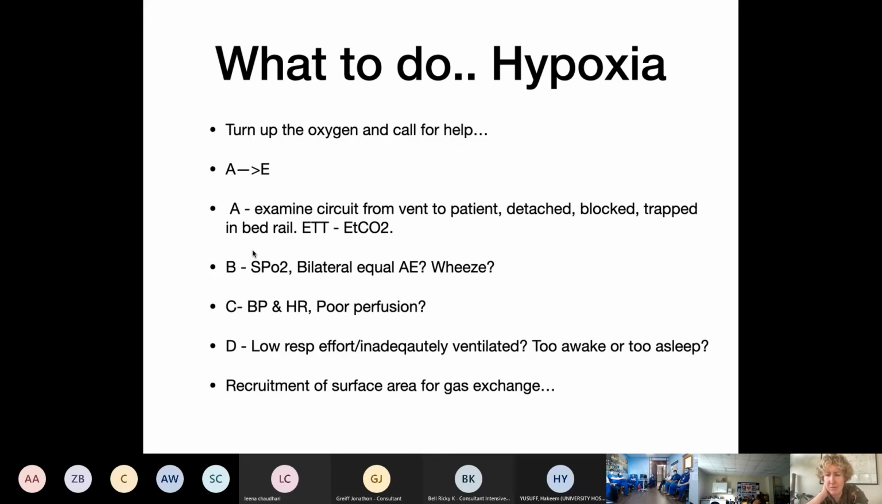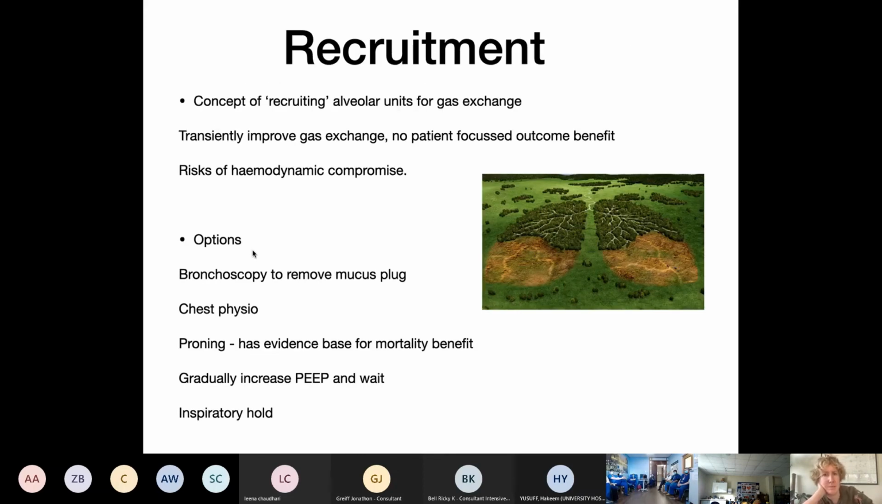And I'm just going to briefly touch on recruitment, which isn't perhaps the nice picture of this rainforest lungs is a bit misleading, but it's the concept of recruiting alveolar units for gas exchange, and the idea being that you will improve gas exchange, but that might be transient, and it's not necessarily a patient-focused outcome benefit for this, and you might just make things worse. So there are things you can do on the ventilator, but there are non-ventilator related things you can do to try and recruit up bits of lung.